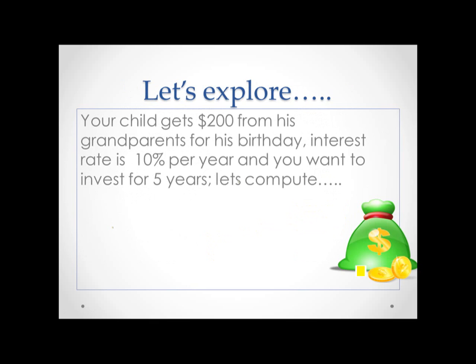So let's explore a little bit further. Your child, son, grandchild, spouse even, gets $200 for his birthday. And the interest rate at a given bank is offering 10% per year, and you want to invest that for 5 years. So let's compute this out. You have, remember, $200 to give to the bank for 10% interest rate for 2 years.